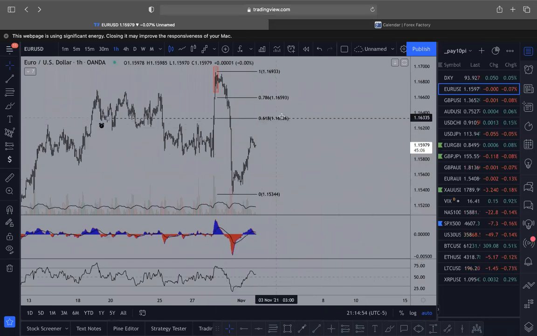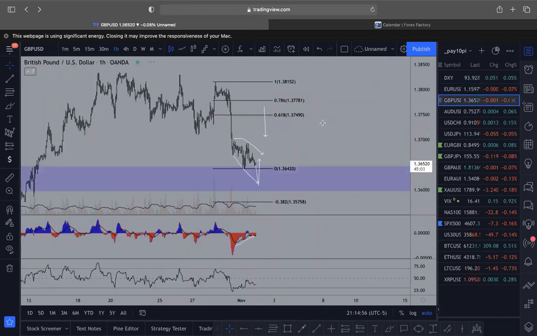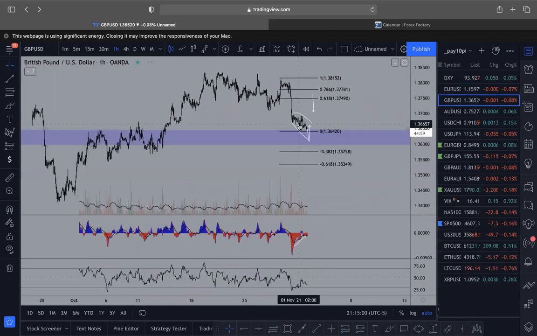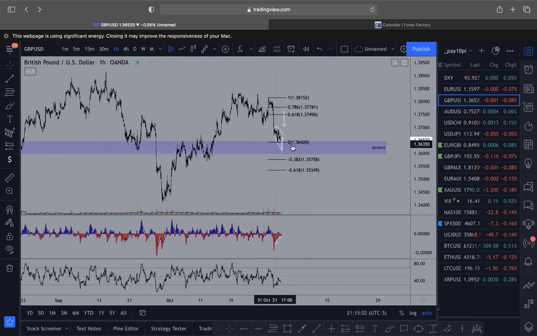I really like the way this looks, so I'm going to be looking for trades off the 61.8. Same thing up here, I'm going to be looking off the 61.8 up here for GU. It is in a possible area where it could go up. So it might play me. I might get really played on this, but that's okay.